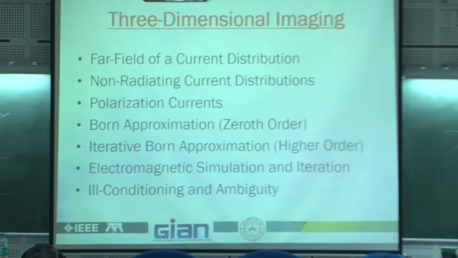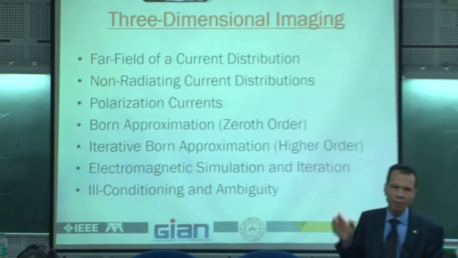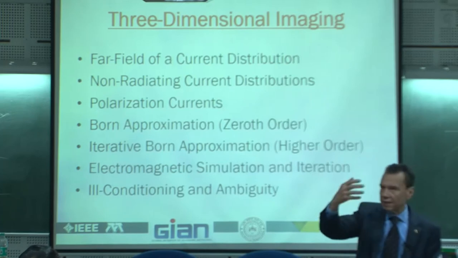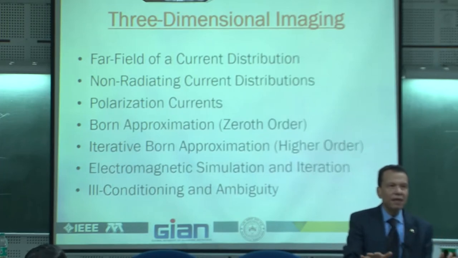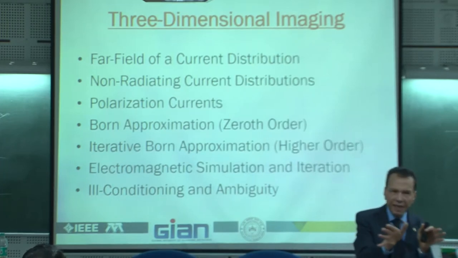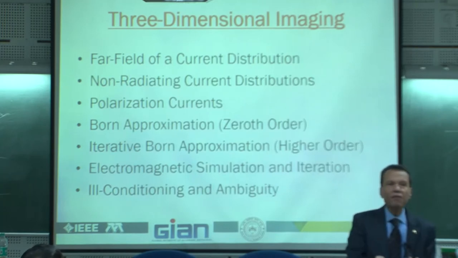So we will deal with the far field of a current distribution, because if we image, we don't come very, very near to the object to be imaged. I would like to be far away and measure. And as you know, if you go far away, all evanescent modes, because you illuminate, it interacts, works as a secondary source, and this secondary source also has what are called evanescent modes. These are fields which decay very, very quickly away from the surface.